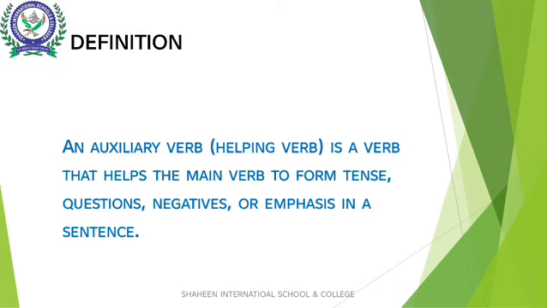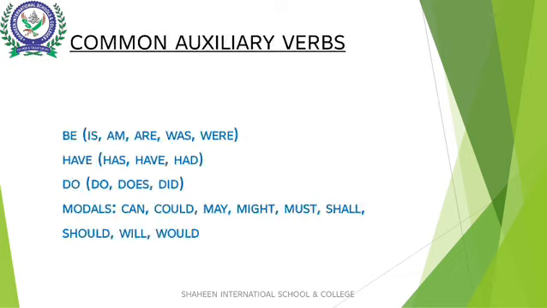An auxiliary verb or helping verb is a verb that helps the main verb to form tense, question, negatives, or emphasis in a sentence. It means that an auxiliary verb is basically a helping verb that is used in a sentence. This verb helps the main verb of a sentence to show which tense it is, to make questions negative, or sometimes to put emphasis on the sentence.